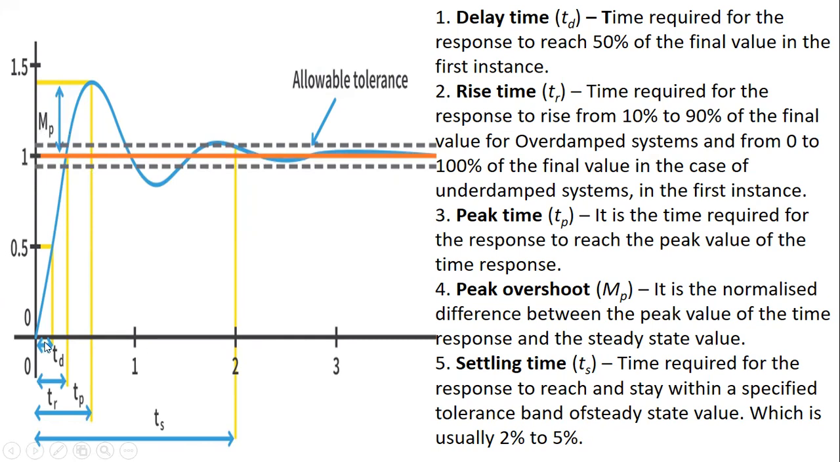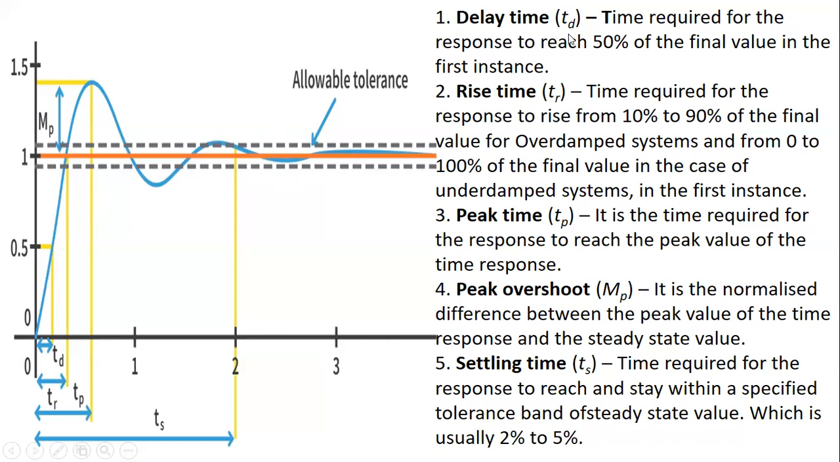This, from this to 2 seconds, is the settling time, which is nothing but the time required for the response to reach and stay within a specified tolerance band of the steady state value, which is usually 2 to 5% of the total signal. This is the allowable tolerance band we normally call. So this is the time required for the output response to reach and stay within a specified tolerance band.